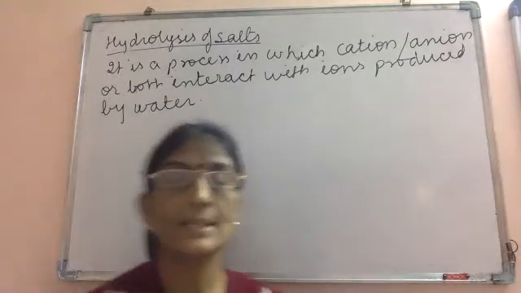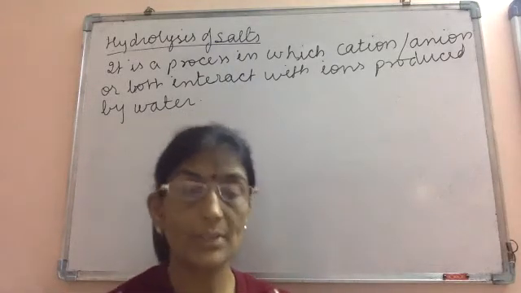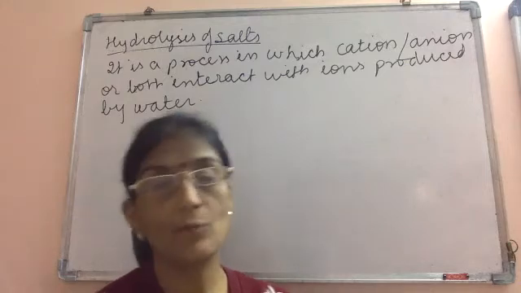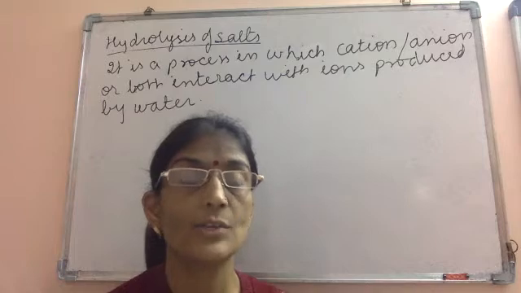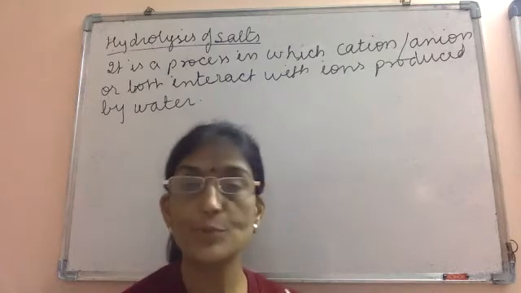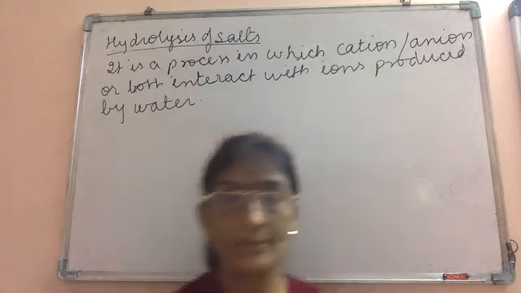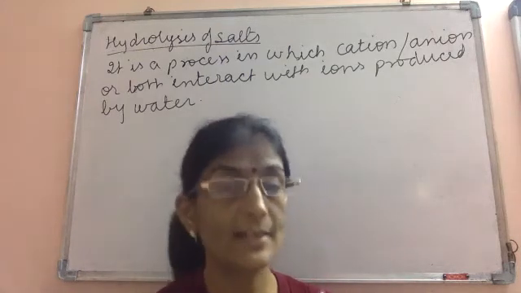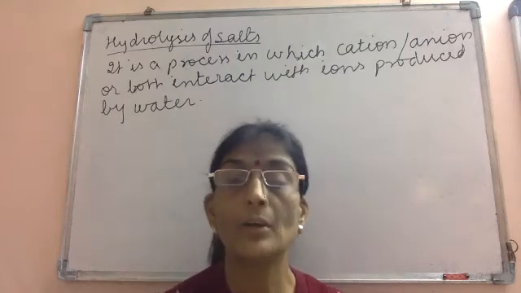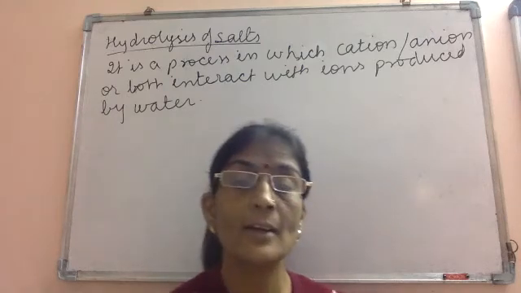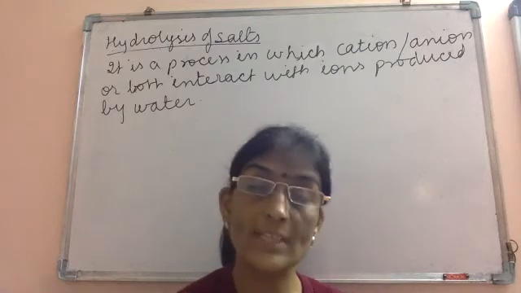So hydrolysis is a process in which either the cation or anion, or sometimes both, interact with the ions produced by water. Which ions are produced by water? H plus and OH minus. They interact with the ions produced by water, and the process is known as hydrolysis. Due to that interaction, the solution will be acidic, basic or neutral. Clear?